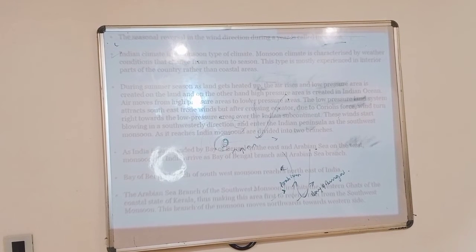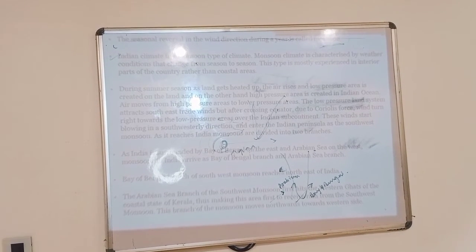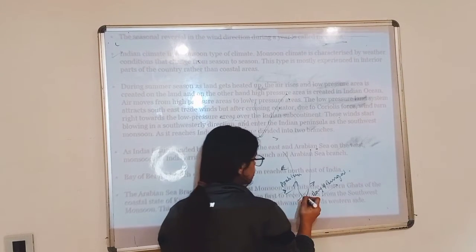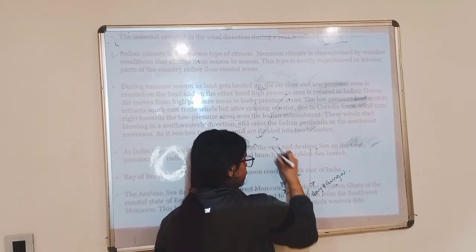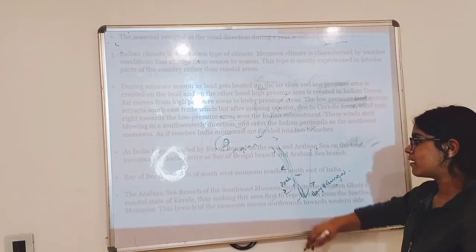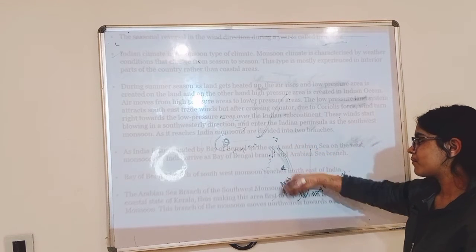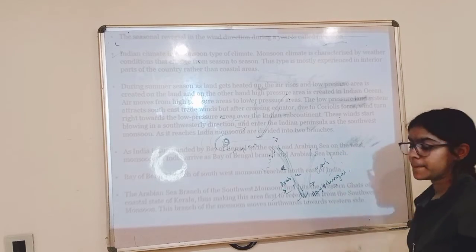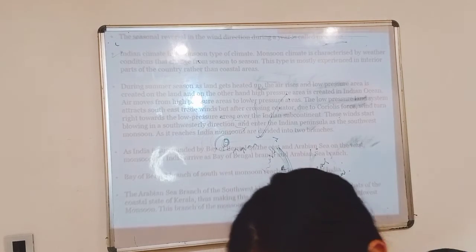Arabian Sea branch and the Bay of Bengal branch. जो Arabian branch है वो इस side पे चली जाती है, west पे चली जाती है, फिर ये वाली इधर जाती है east पे, ठीक है.